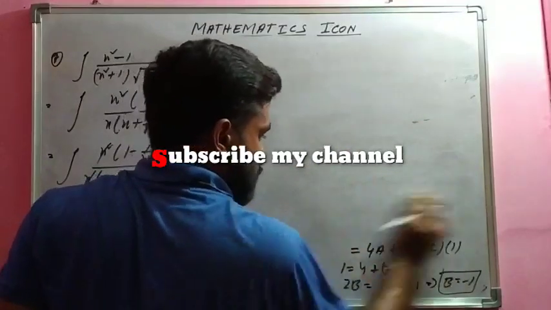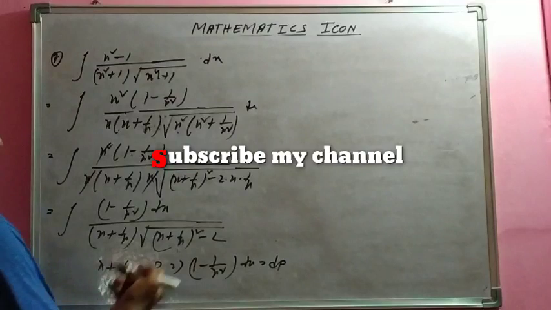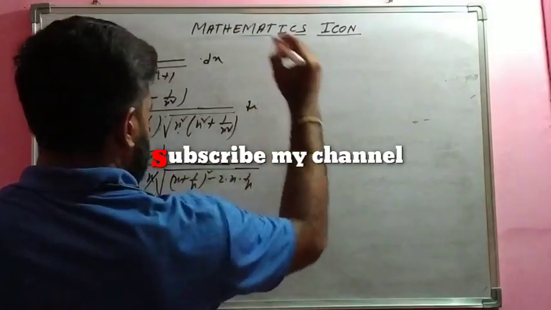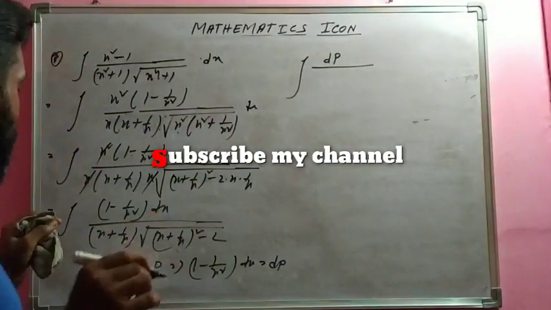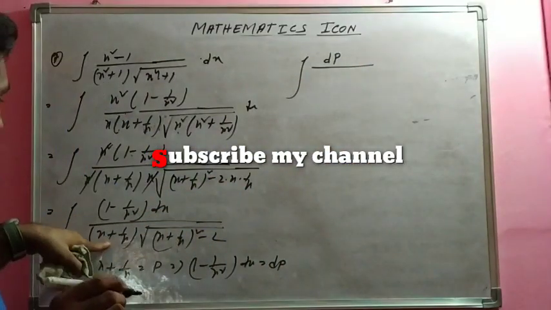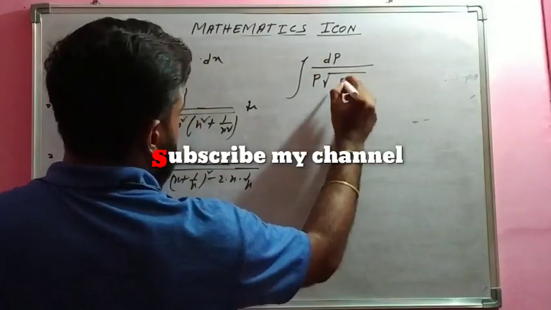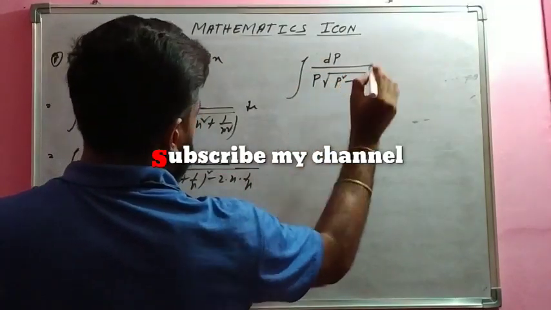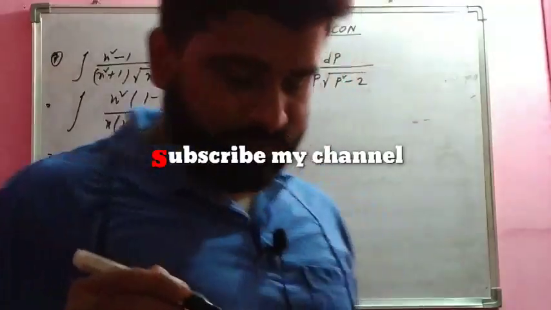Now just you can see the simple one. Just dp will come on top, dp, and below will come p, then root, p square minus 2. Okay?